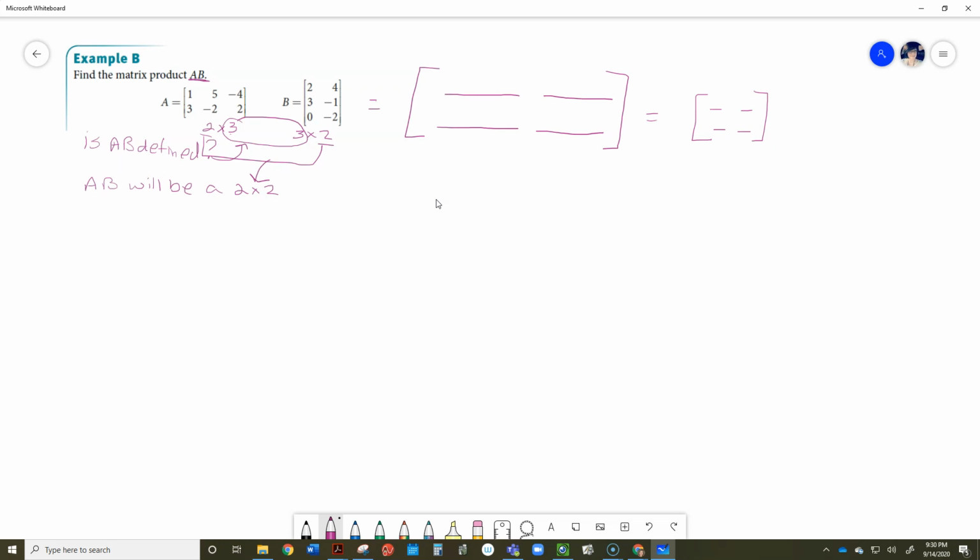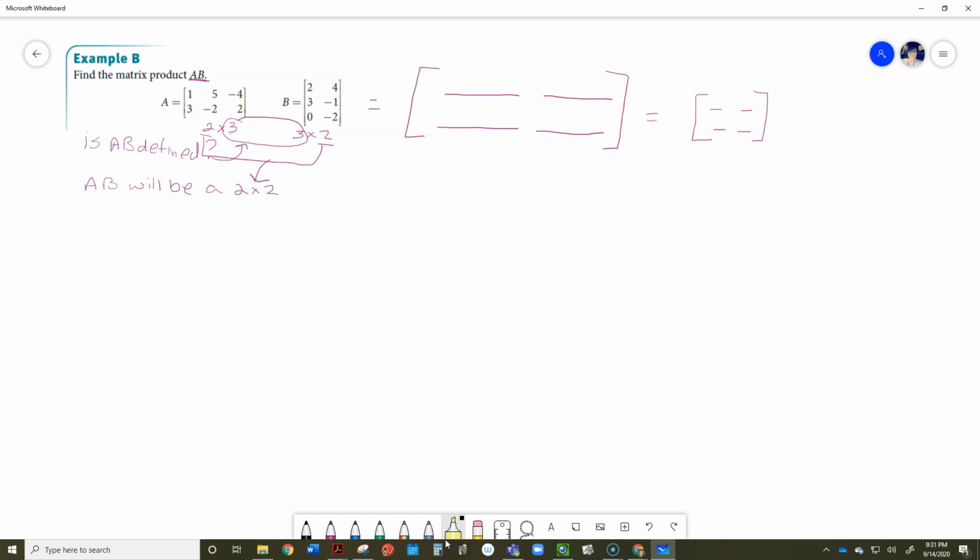But since I know that the matrix is a 2 by 2, I need to draw this so that I will know where my answers go. I'm going to have 4 different answers because I've got 4 elements in a 2 by 2. Remember the address of this one right here? The address of this one is row 1, column 1. That is important because it's going to tell me what I have to multiply.